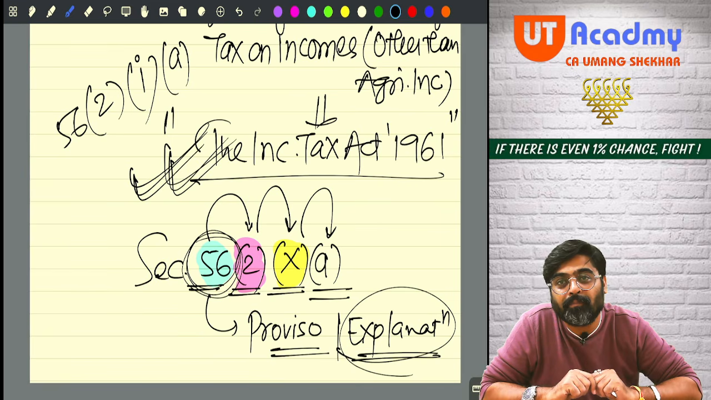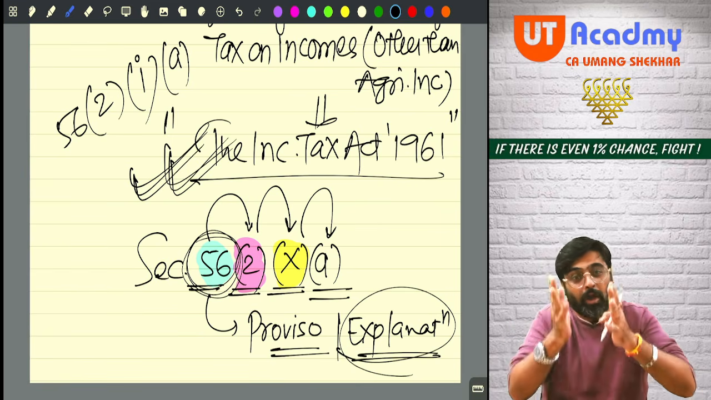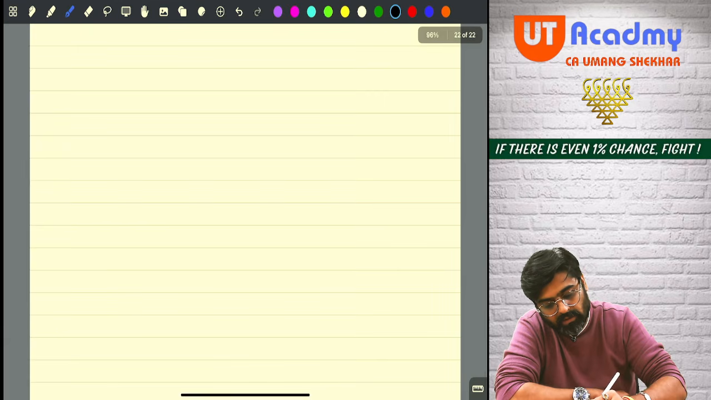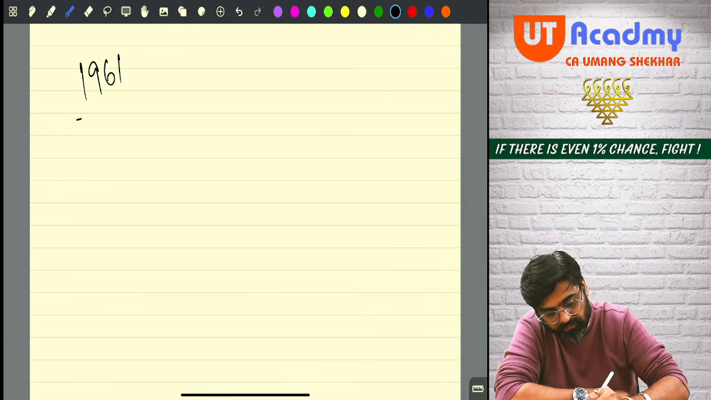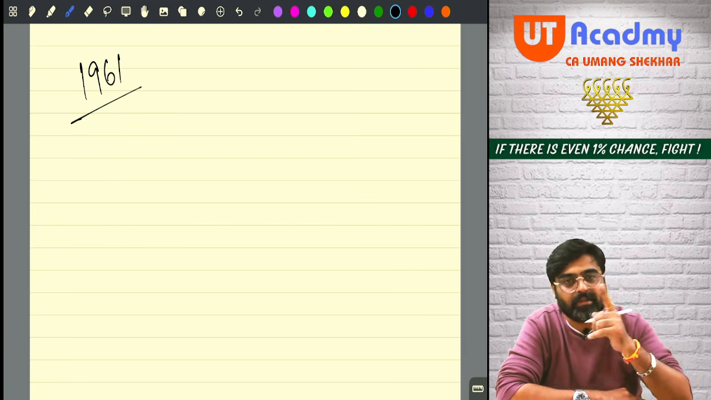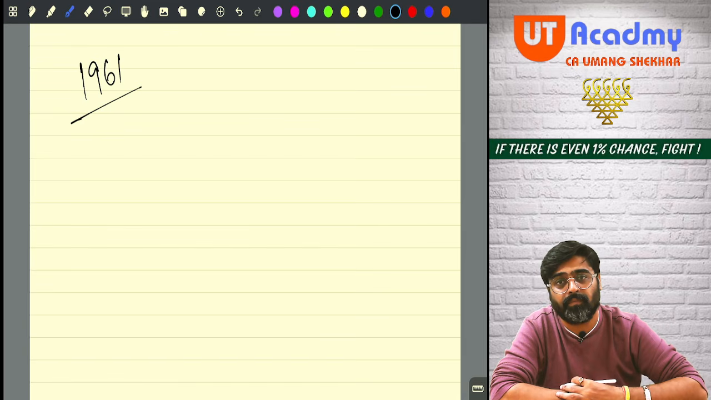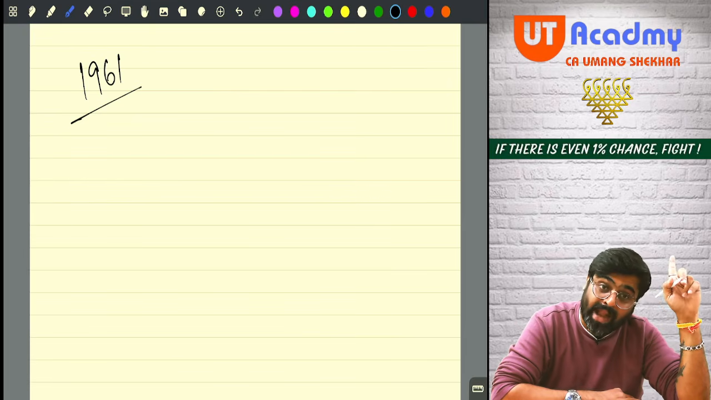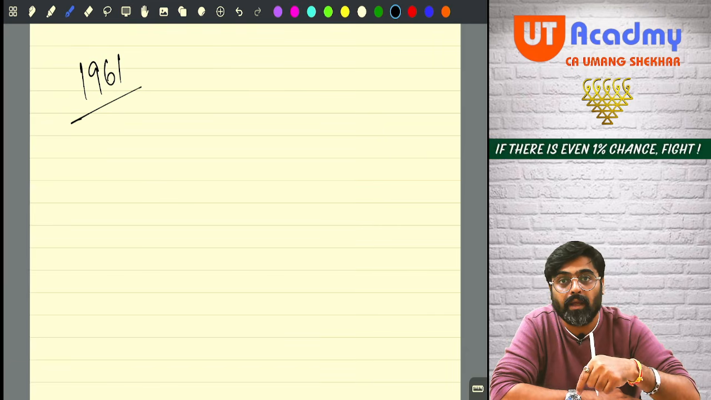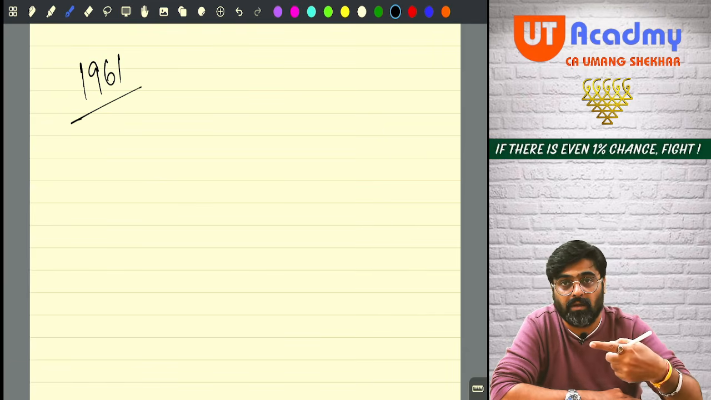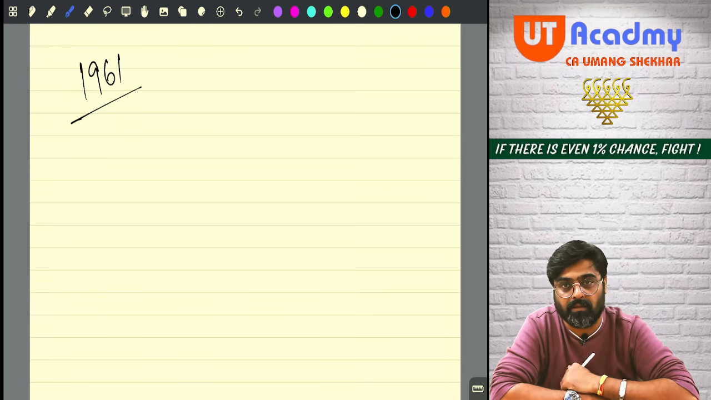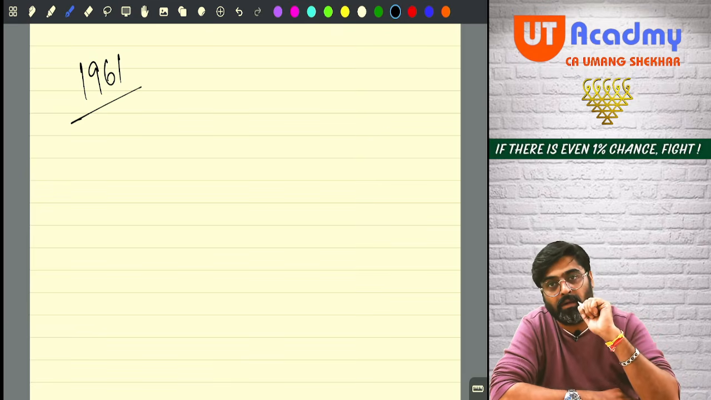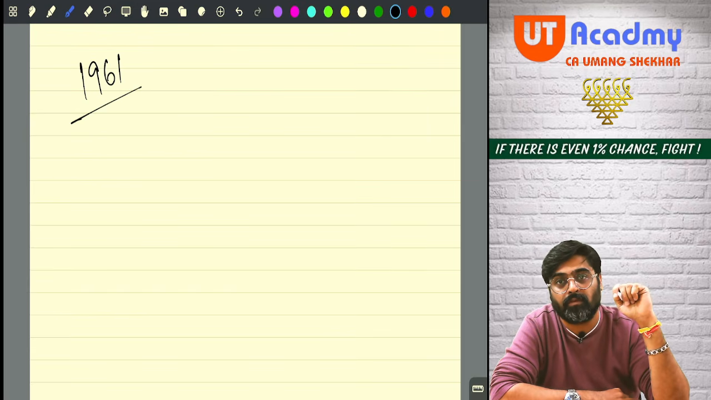Getting my point? Understanding? So this is your Income Tax Act. Now tell me, friends, the Income Tax Act was made in 1961. Yes or no? This act, from the time it was made till today, has been updated or amended every year. So there have been amendments in this law every year through Finance Acts.